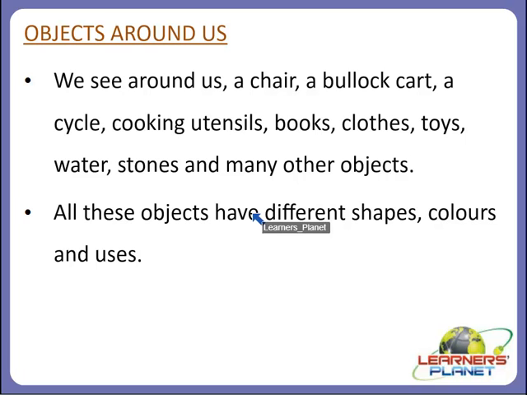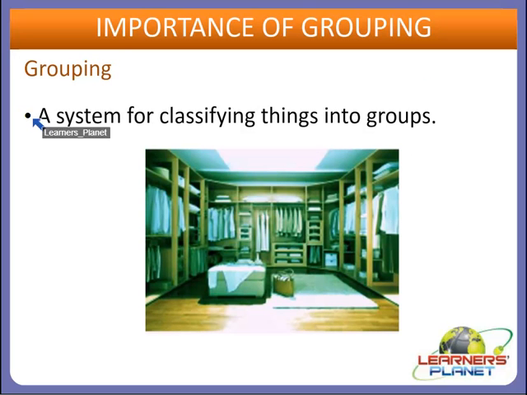So what decides which material should be used for making any given object? It seems that we need to know more about different materials. So now let us discuss the importance of grouping these objects, grouping these things. Yes. So what is meant by grouping? Yes, students, a system for classifying things into groups is called grouping.